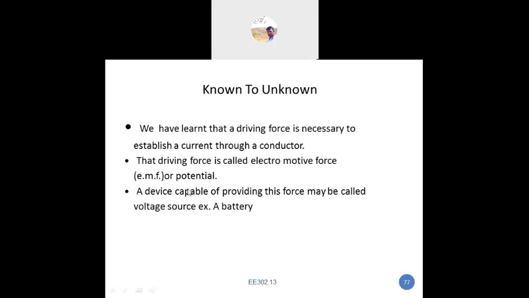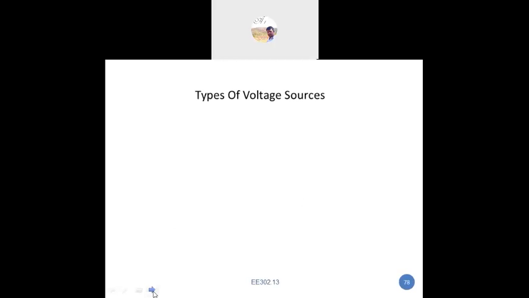Suppose we have a battery. A battery is a source which gives the voltage. If the conductor is connected, the electrons will flow, that is, the current will flow through the conductor. Here, what are the types of voltage sources? Ideal voltage source and non-ideal voltage source.